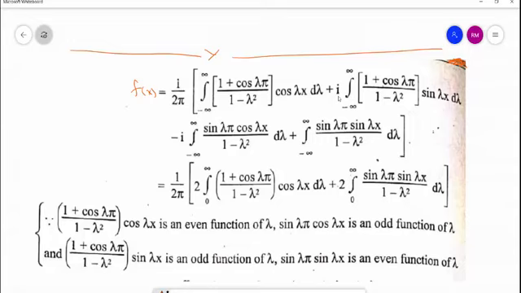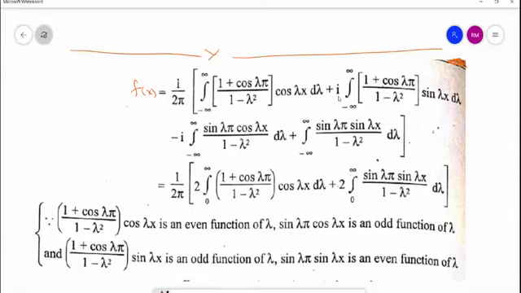So now observe that we already took a small revision of even and odd functions, and we also know the properties of even functions. Product of two even functions is an even function. Product of two odd functions is an even function, and product of one even and one odd, that function is an odd function. So we have to use this thing in our problem.